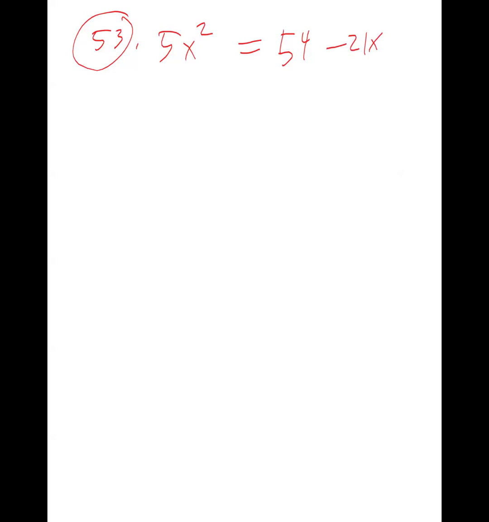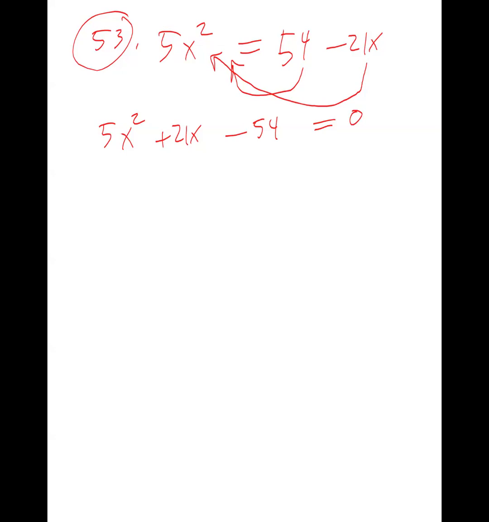So we need to actually put the x, the 21x needs to be moved first. If you move a negative 21x to the other side, it becomes positive 21x. Then after that, at the end, we can move the 54 over. And if you move a positive 54 over, you'll get a negative 54. And then you'll have 0 on the right side.